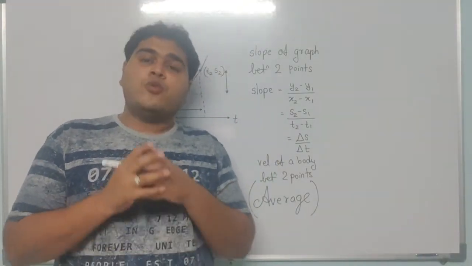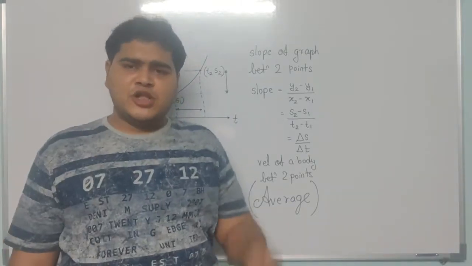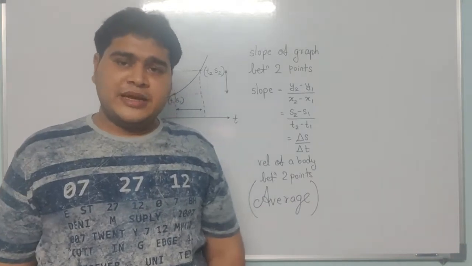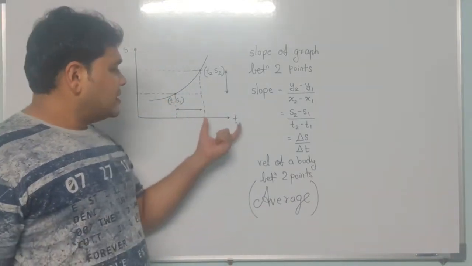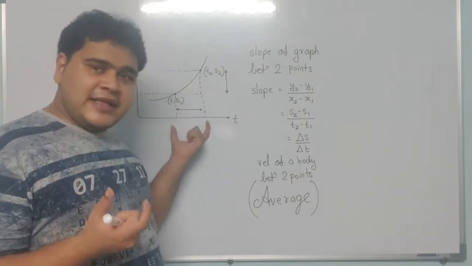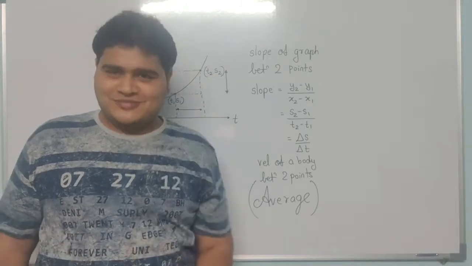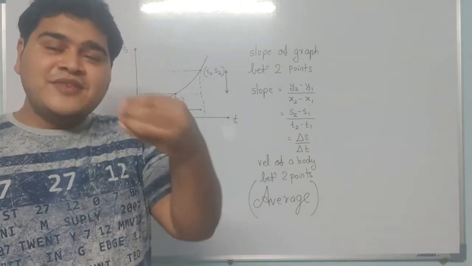Now what if I want to find something called instantaneous velocity, the velocity at a given point? In that scenario, don't you think the time gap has to be very tiny? It should be so tiny that the difference between the initial and final should be almost zero, which means at a given instant.